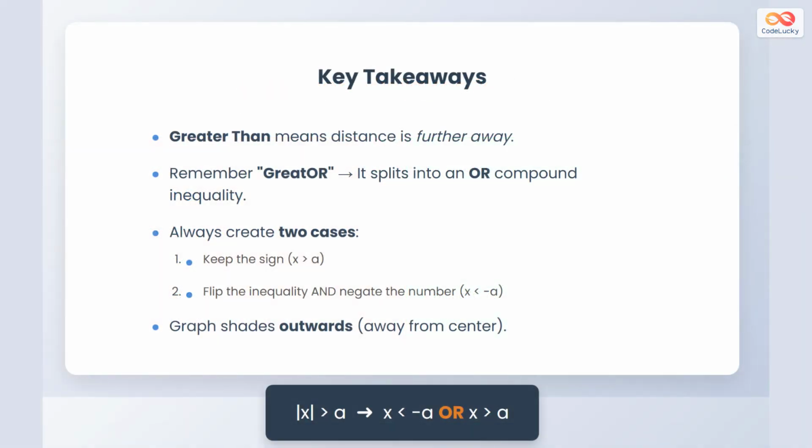To summarize, when solving absolute value inequalities with a greater than symbol, remember that you represent distance further away from 0. Use the GreatOR memory trick to recall that you need an OR statement. Create your 2 cases by keeping one the same and flipping and negating the other, then graph your solution shading outwards.